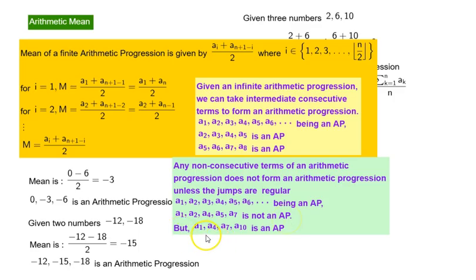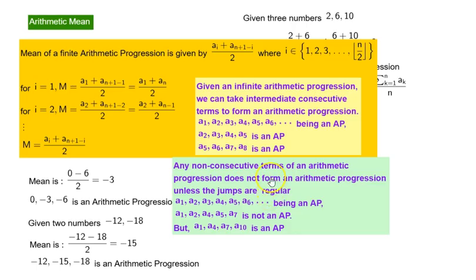But a1, a4, a7, a10 is an AP. Because again, if you notice, the difference between these two terms is 3D. Between these two is again 3D. And here also it is 3D. So you have a common difference between these terms. So it forms an AP.